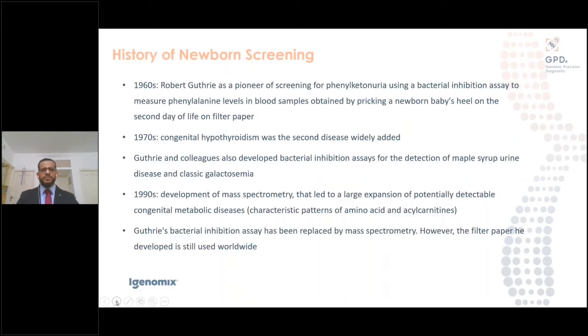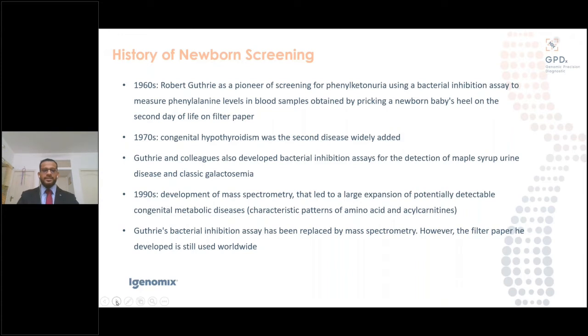Now looking at the history of newborn screening, it started early in the 1960s. Robert Guthrie, a pioneer of screening for phenylketonuria, developed a test based on a bacterial inhibition assay to measure phenylalanine levels in blood samples obtained by pricking a newborn baby's heel on the second day of life on filter paper. He is from the US, and he was the pioneer who developed the first test. Later, in the 1970s, congenital hypothyroidism was also widely screened. Guthrie and colleagues also developed other bacterial inhibition assays for detection of maple syrup urine disease and classic galactosemia.